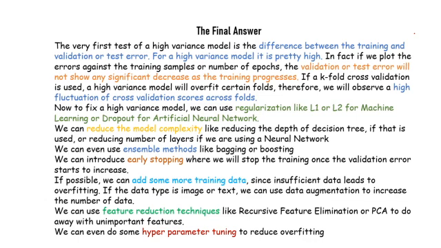We can even use ensemble methods like bagging or boosting. We can introduce early stopping, where we will stop the training once the validation error starts to increase. If possible, we can add some more training data, since insufficient data leads to overfitting. If the data type is image or text, we can use data augmentation to increase the amount of data. We can use feature reduction techniques like recursive feature elimination or principal component analysis to do away with unimportant features. We can even do some hyperparameter tuning to reduce overfitting.